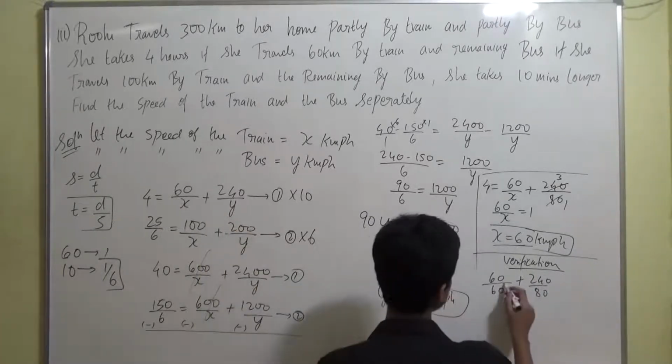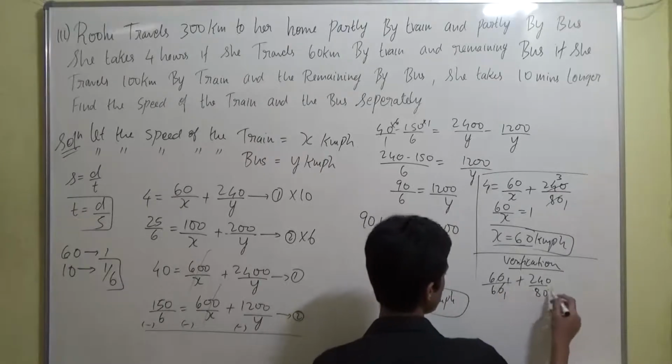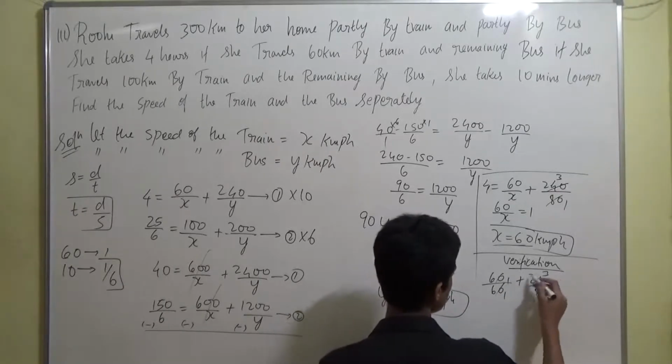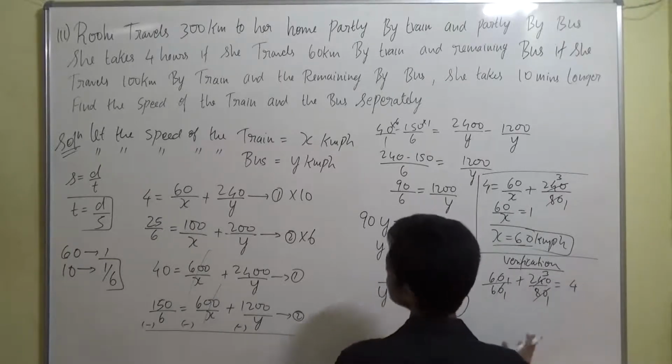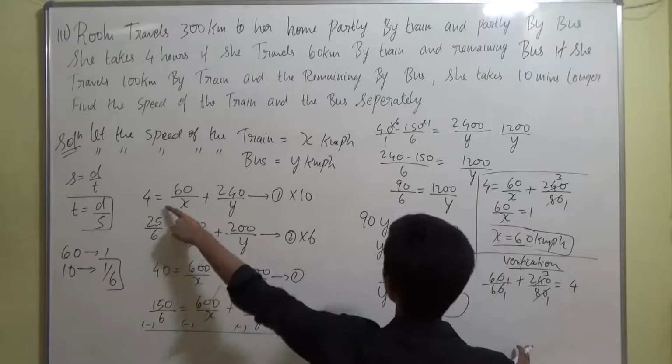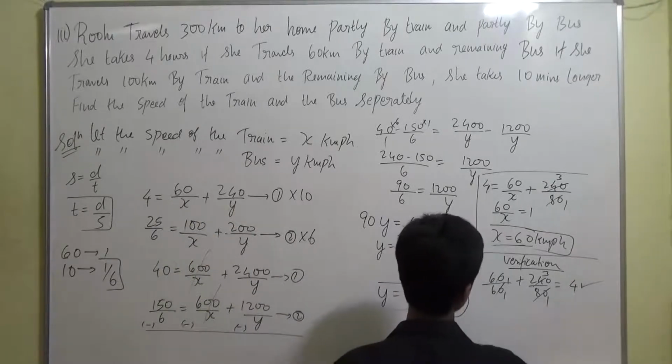So this becomes 60, 60 gets cancelled, 1. This is 1, and 1 times 3 is 3. Getting it? 80 ones are 80, 80 threes are 240. So 1 plus 3 becomes equal to 4. So on the RHS also we are getting 4, right? The other side also you are getting 4, therefore it's verified.